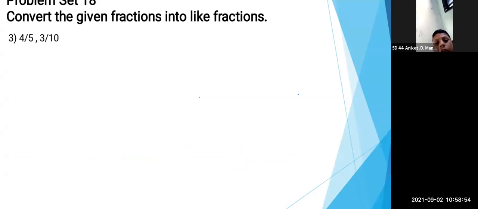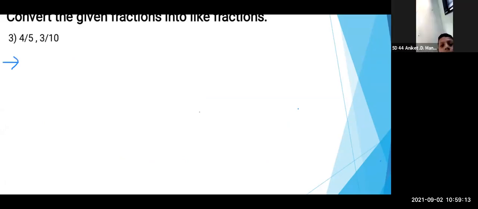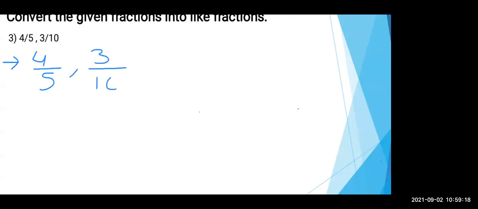Yes, Aniket, read the question. Problem set 18. Convert the given fraction into like fraction. Read third question. 4/5 and 3/10. Okay. Now what will be my first step? Chalo, bolo. Teacher, first we have to multiply 5. First, I have to write down one more time, na, the question. Bolo. What I should write? 4/5 and 3/10. Okay. Mute yourself.